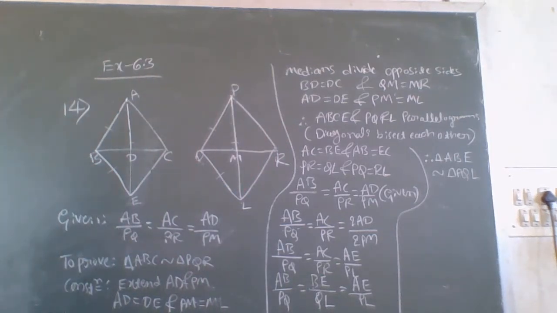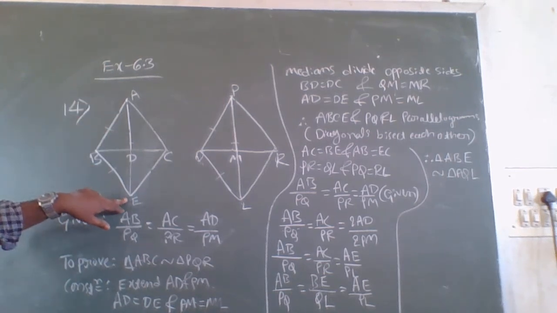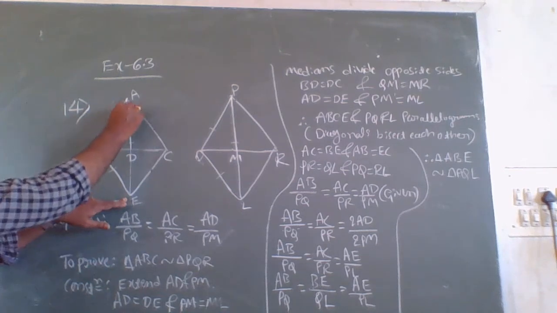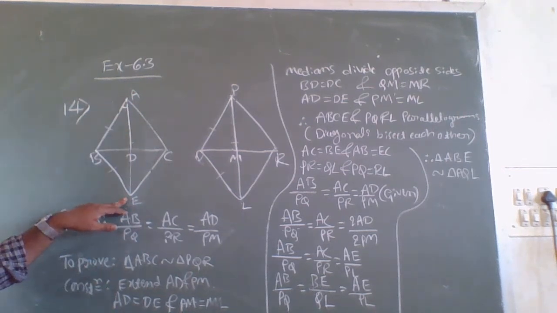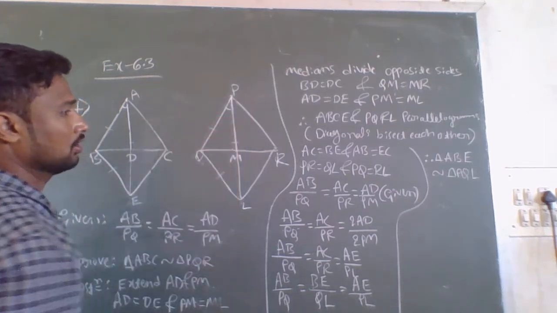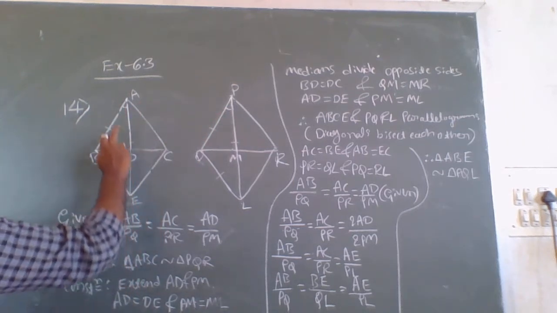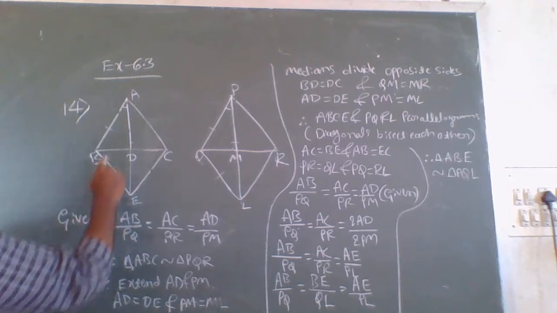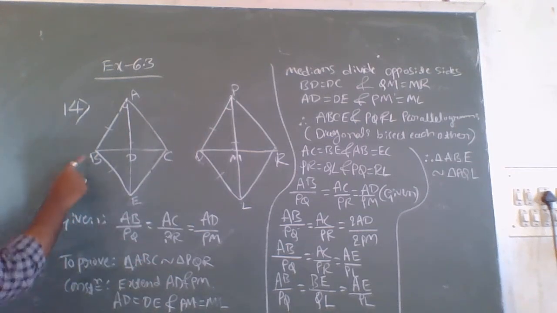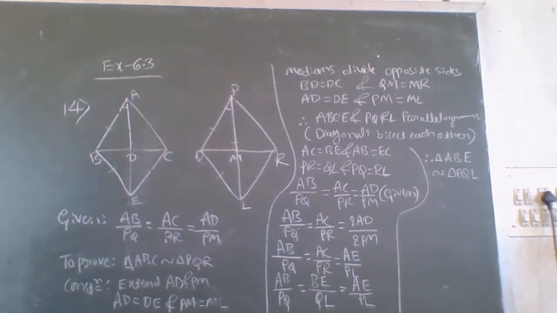If these two triangles are similar by sides, we can say that angle BAE, this angle, is equal to angle QPL, this angle, by CPCT. If these two triangles are similar, then these two angles are equal: BAE and QPL.